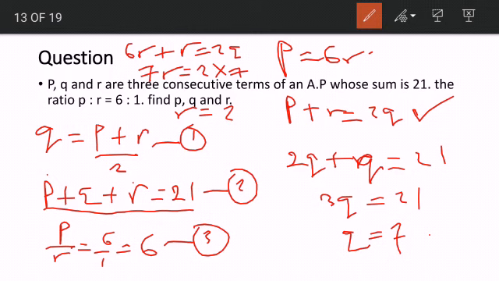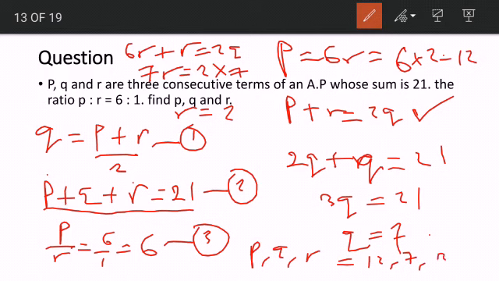So we can now get P. Since P is 6R, it means that P is equal to 6 times 2, which is equal to 12. So that means that P, Q, and R are 12, 7, and 2. That makes a lot of sense.